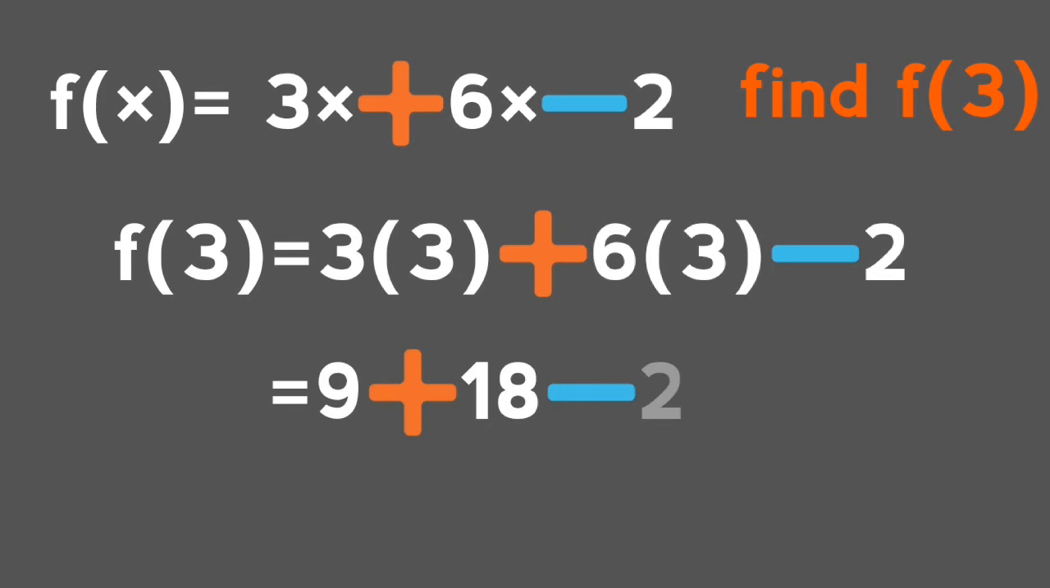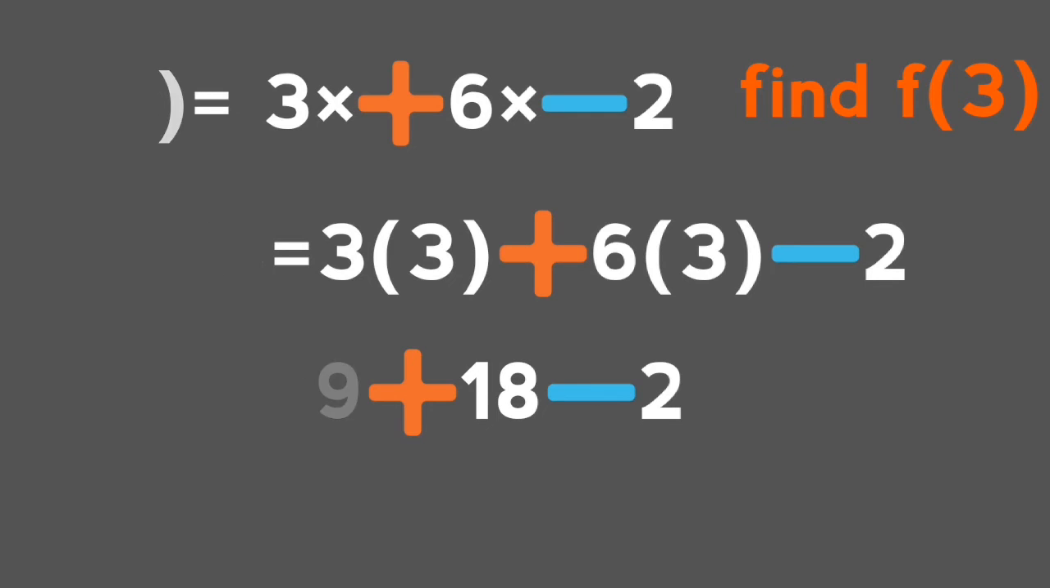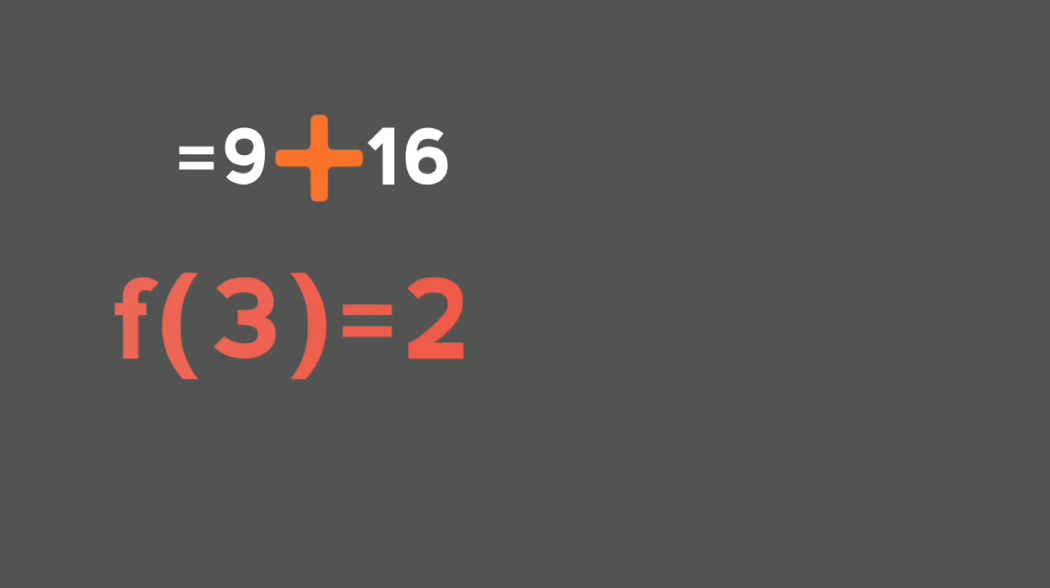So 3 times 3 is equal to 9, 6 times 3 is equal to 18, and just copy the negative 2. So the next step, 9 plus 16, so you will get the final answer. So you will get the final answer with f of 3 equals 25, or just the same as y equals 25. That's it, guys.